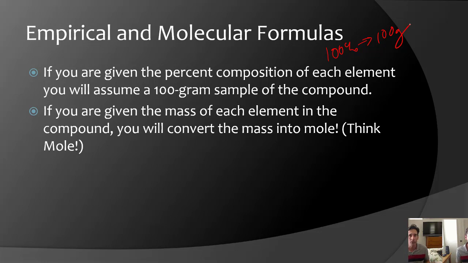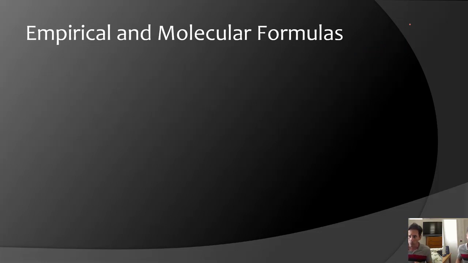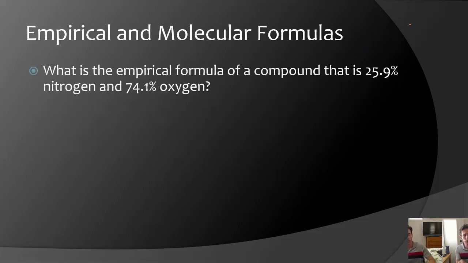If you're given the mass, you just simply convert the masses into moles, and then you can create what is called a mole ratio, which I'm going to show you how we do. All right, so here's the question we're going to work on. What is the empirical formula of a compound that is 25.9% nitrogen and 74.1% oxygen?